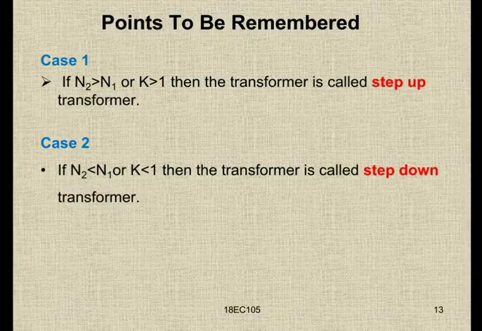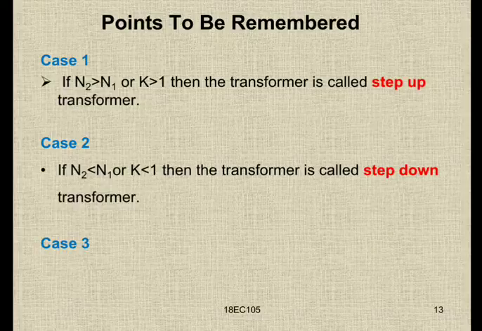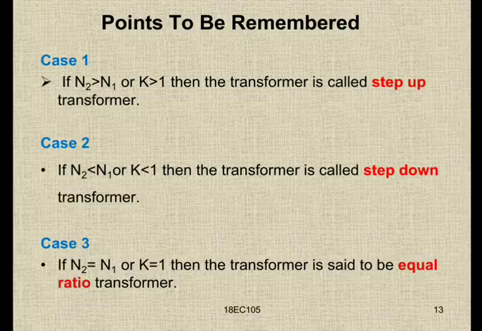Because all the electronics will normally work at not higher than 12 volts. Nowadays that has come down still, so we have devices working at 5 volts, 3 volts, or even lesser than that. So this is called a step down transformer. Then you have another case, which is case 3, where N2 is equal to N1 or K is equal to 1. Then it is said to be an equal ratio transformer, which is just for isolation purposes. So the voltage will never change in that, the voltage remains constant. So that is case 3.